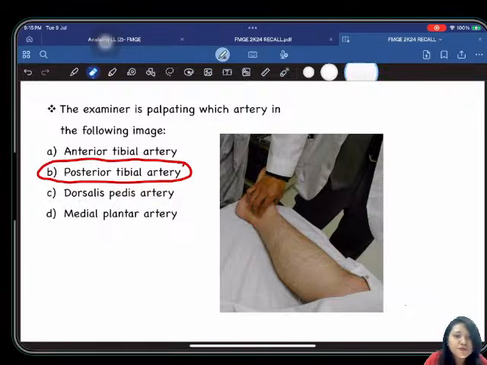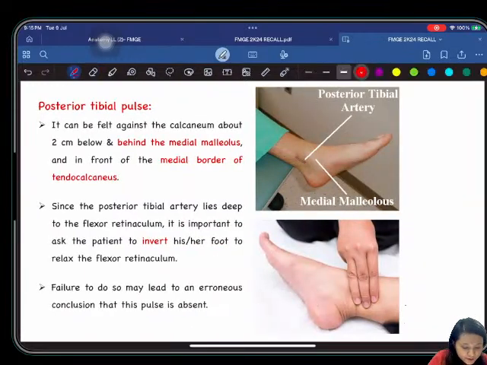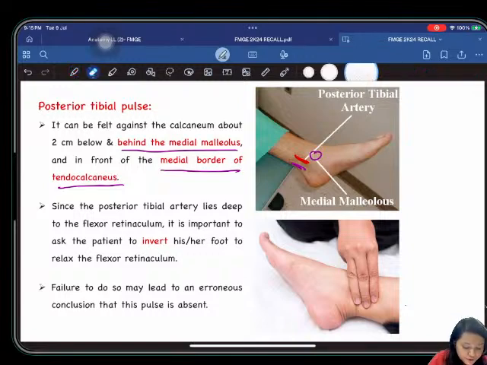ठीक है, it is the posterior tibial artery palpation. So I have told you how to see the posterior tibial artery. तो ये सबसे important है that it is palpated 2 centimeter below and behind the medial malleolus and in front of the medial border of the टेंडोएक्यूलिस. So टेंडोएक्यूलिस के in front में और medial malleolus के behind में you will have the posterior tibial artery palpation. ठीक है, you will have the posterior tibial artery palpation.